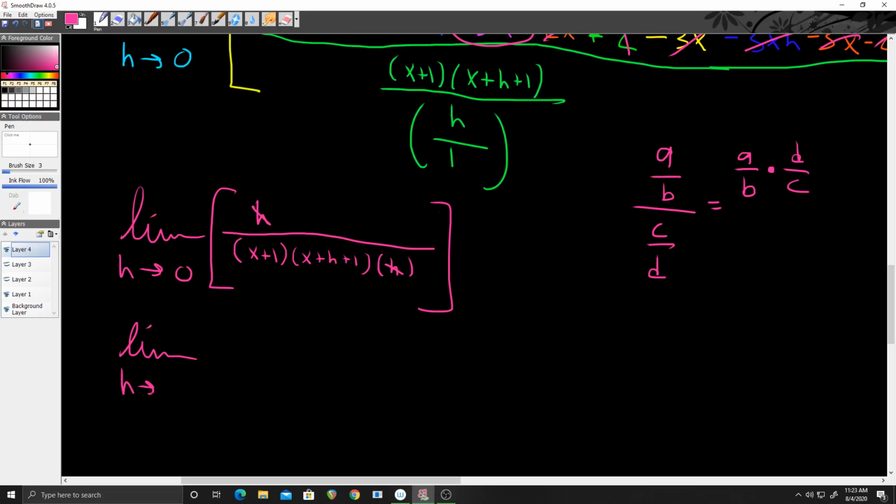Limit as h approaches 0. Please remember, everybody, that this is h times 1. I've seen so many students cancel something on top and then they go and make the denominator the numerator. Yeah, don't do that. The denominator is still the denominator. h over h is 1. That's the point, right? h over h is 1. It doesn't disappear. Okay. 1 over x plus 1, x plus h plus 1.